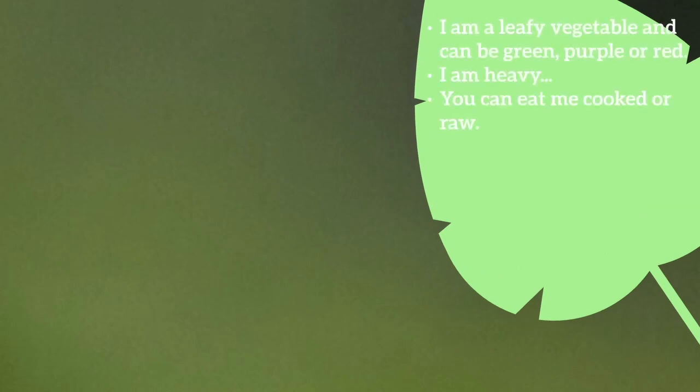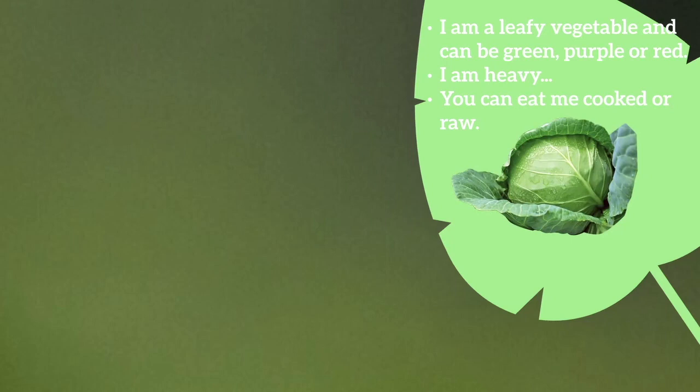All right, number 4. I'm a leafy vegetable and can be green, purple, or red. I am heavy. You can eat me cooked or raw. This is a tough one. If you guessed cabbage, you'd be correct. Now, what part of the plant does cabbage come from? The leaf. Yes, you can see the leaves in this picture, nice and leafy green. Good work.